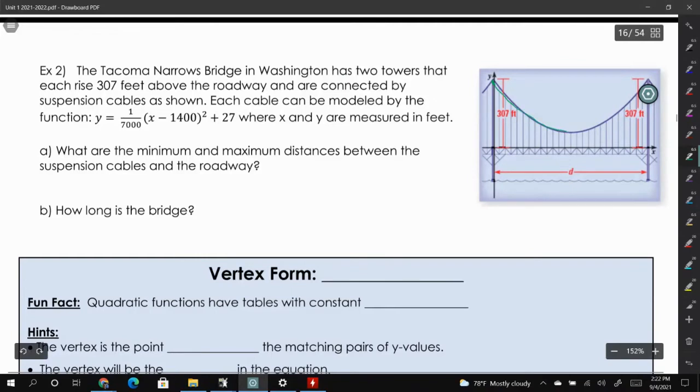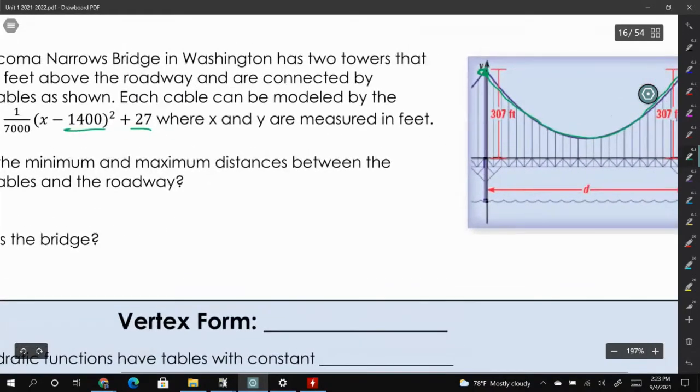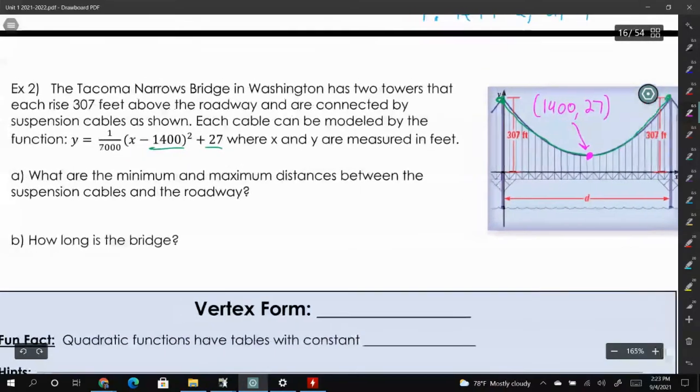So we have this parabola right here, and it's in vertex form. What that allows us to do is say, okay, this point right here at the bottom of this parabola, that's our vertex. So this would be the coordinates for it.